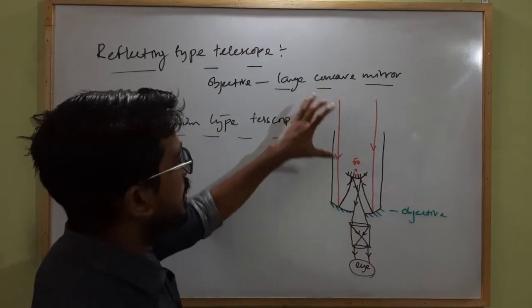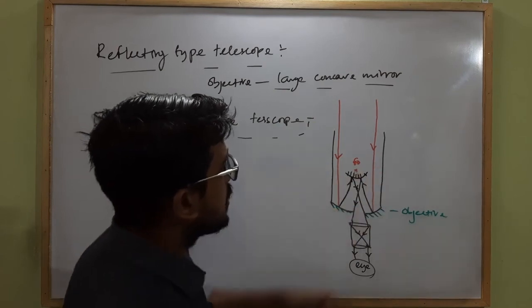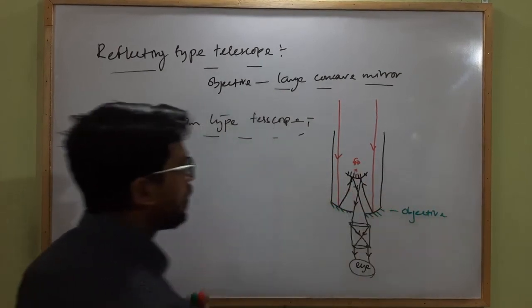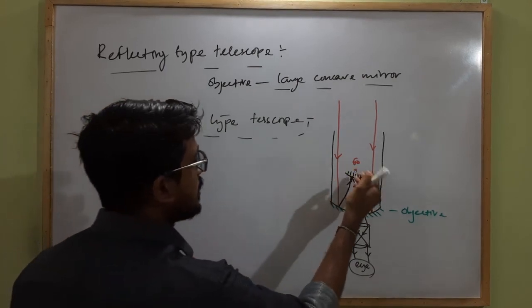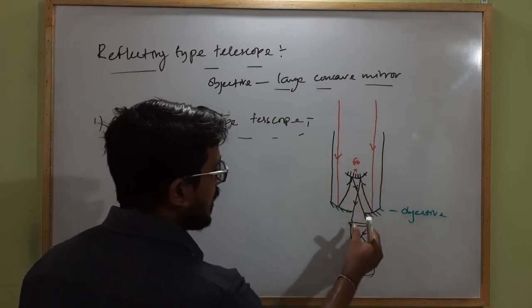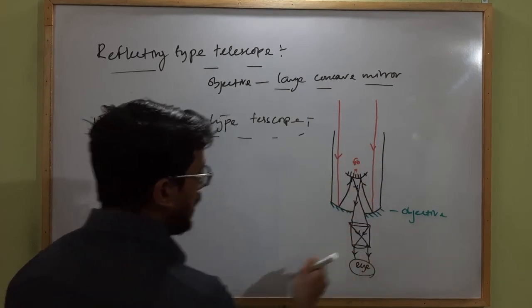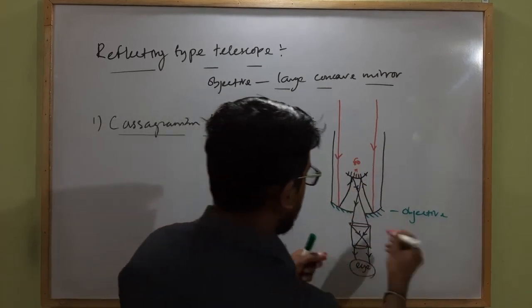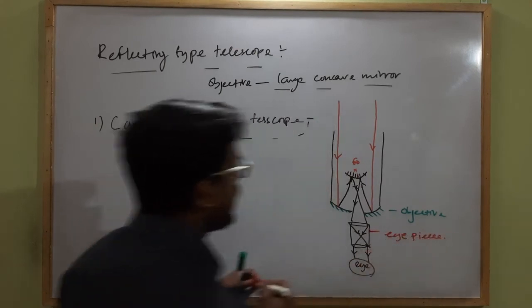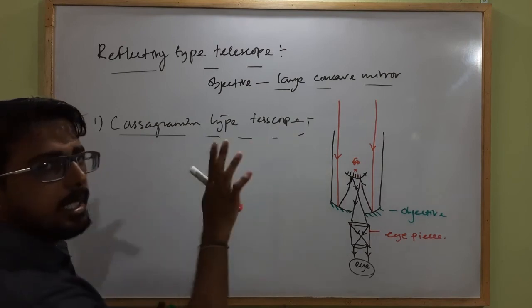In place of a very large objective lens, here we are using a very large objective which is a concave mirror. In front of this concave mirror there is a very small convex mirror, due to which the final rays or final image will be obtained by the eye through the eyepiece. This is known as the eyepiece. This is one type of reflecting type telescope.